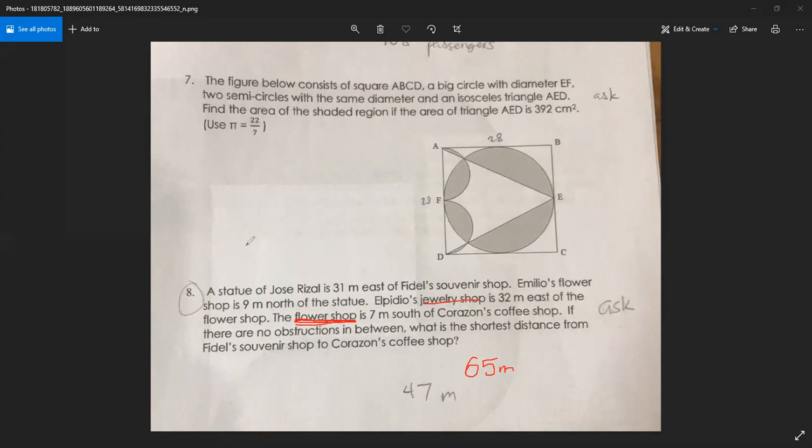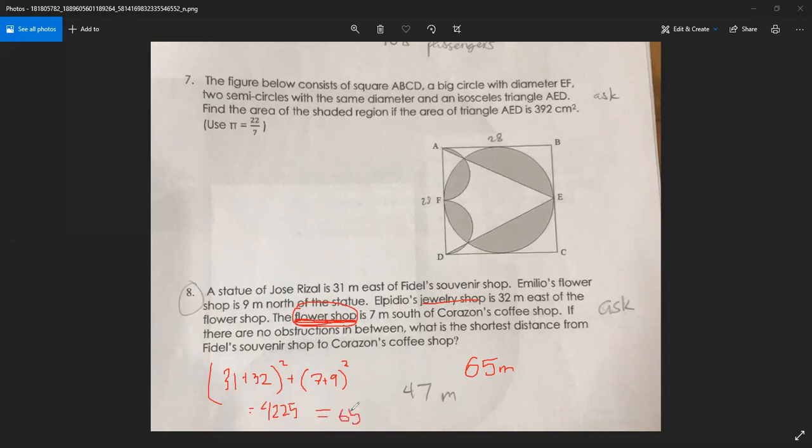If we're going to change this to the jewelry shop, then our expression will be 31 plus 32 and then square it, plus 7 plus 9 squared. And then after adding those two, you're just going to get the square root, and actually the answer here is 4,225. Get the square root of 4,225 and that would be 65.